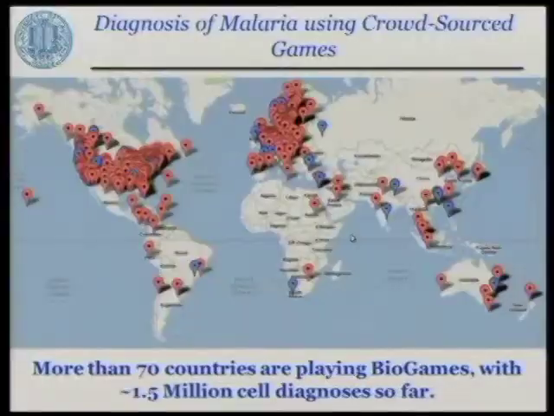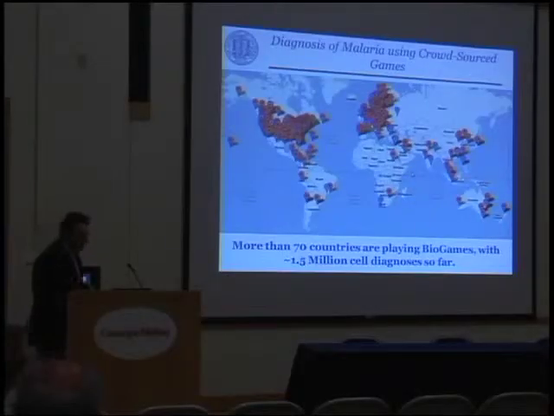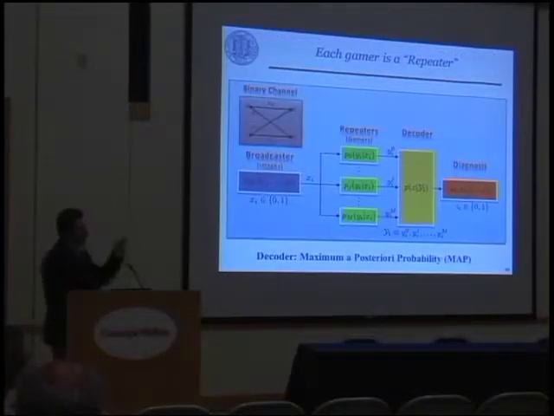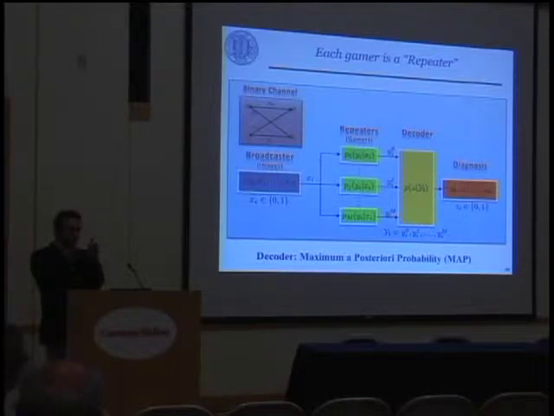So far, this platform has been out there for a couple of months. We have gamers from 70 different countries, and so far we've generated more than 1.5 million cell diagnoses. And this is actually the map of these gamers. We treat each gamer as a telecommunication repeater, where there are some images that need to be labeled and decoded. In this case, they are microscopic images of red blood cells, which we do not know the label for, whether it's infected or not.